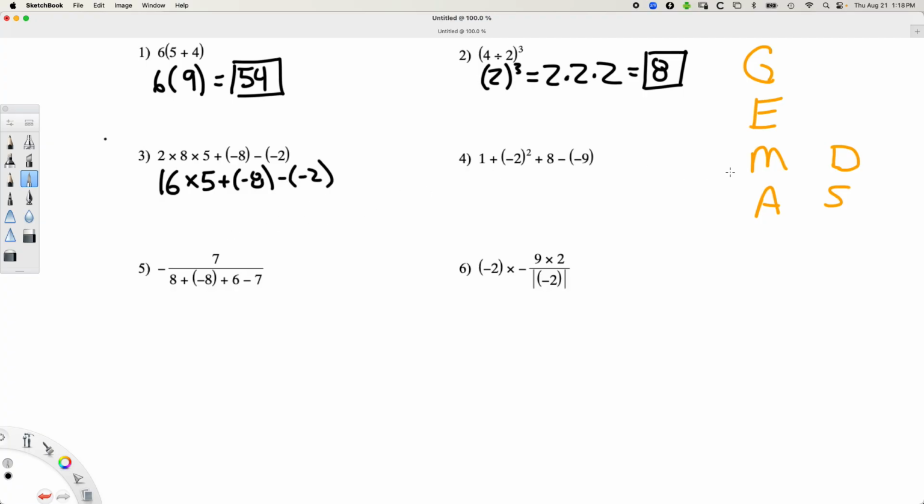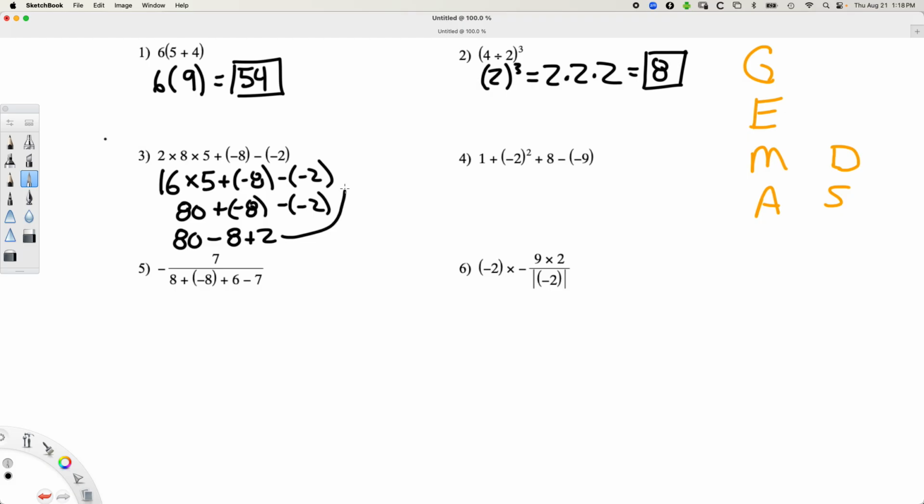Okay, do it again. Do I have any multiplication and division? Yes, I do, right here. 16 times 5 is 80. 80 plus negative 8 minus negative 2. Okay, now what I'm going to do is get rid of all these parentheses because they can get confusing. So 80 plus a negative 8 is the same thing as just minus 8. And then minus negative 2, a minus a negative turns into a positive, plus 2.